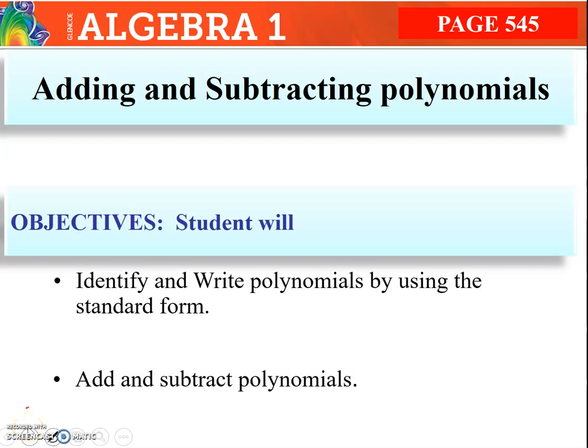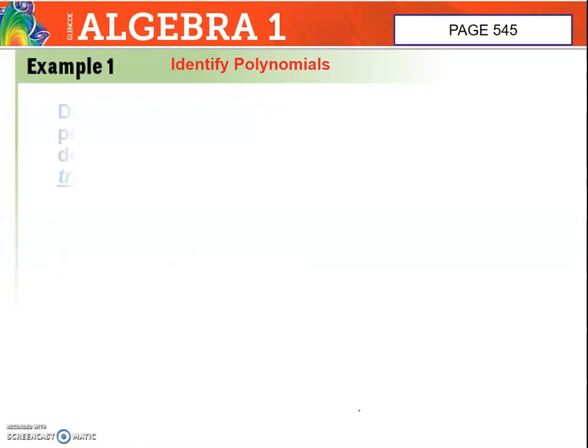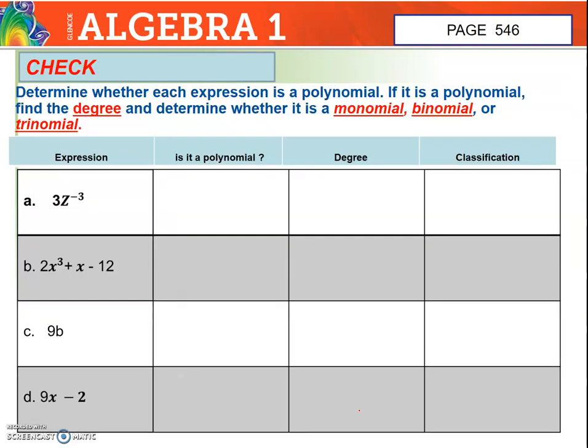Good afternoon. A continuation of adding and subtracting polynomials. Our objective is for students to add and subtract polynomials. A quick one at our check question. Determine whether each expression is a polynomial. If it is a polynomial, find the degree and determine whether it is a monomial, binomial, or trinomial.